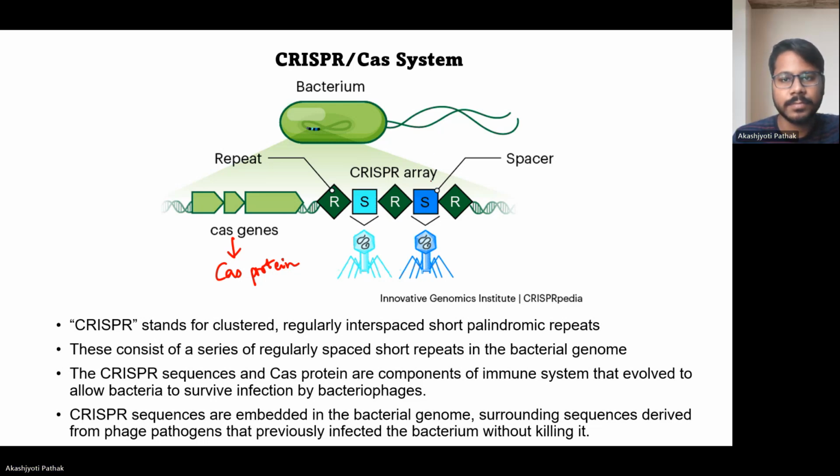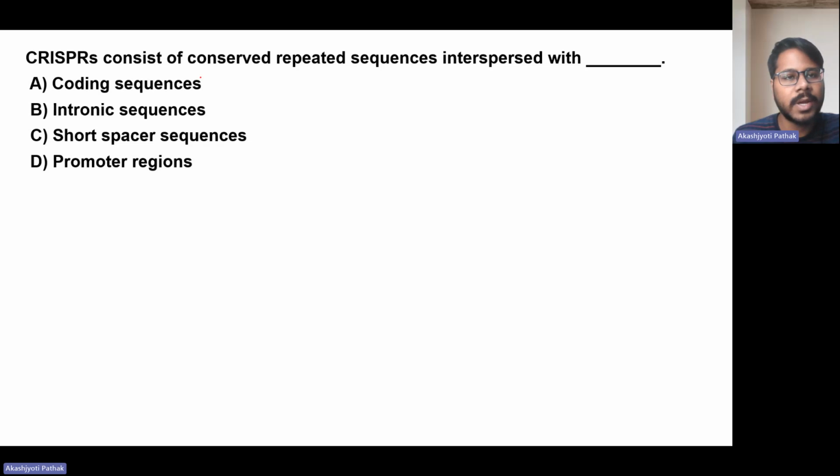Based on this concept, answer this question. CRISPRs consist of conserved repeat sequences interspersed with dash. Just now we discussed that a CRISPR array is a particular genomic sequence present in most bacteria. They have palindromic repeats, and these palindromic repeats are interspersed with spacer sequences. Spacer sequences are the sequences of the phage genome which have been incorporated in the bacteria. So yes, the answer is option C, short spacer sequences.